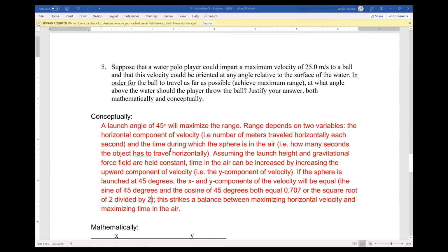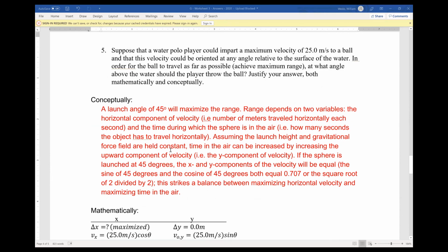And then this is number 5. Suppose a water polo player could impart a maximum velocity of 25 meters per second to a ball, and that this velocity could be oriented at an angle relative to the surface of the water. In order for the ball to travel as far as possible, achieve maximum range, at what angle above the water should the player throw the ball? Justify your answer both mathematically and conceptually.